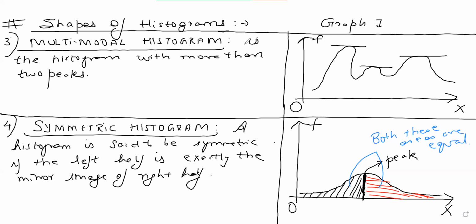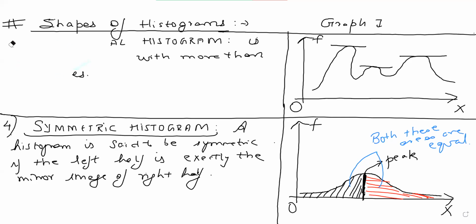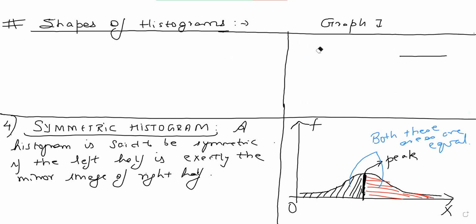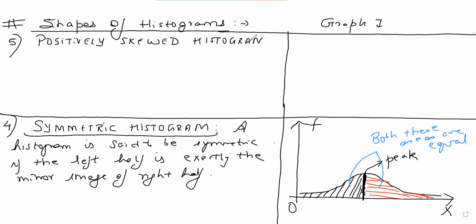Okay. And then on the top, based on shapes, I can write the fifth kind, which is called a positively skewed histogram. I will be doing symmetry and skewness as a topic later as well. But for right now, just to visualize the graph, let's look at what a positively skewed histogram is.